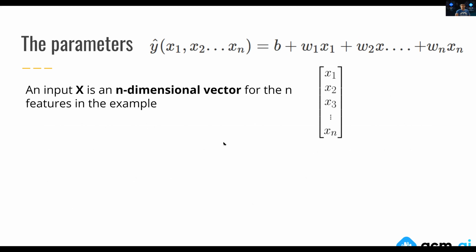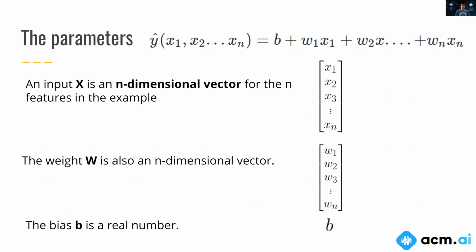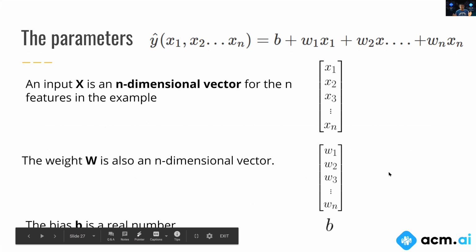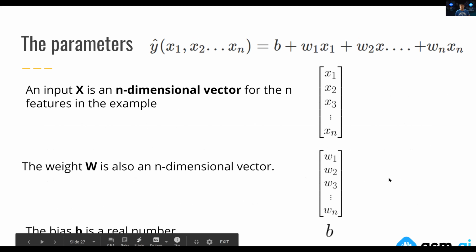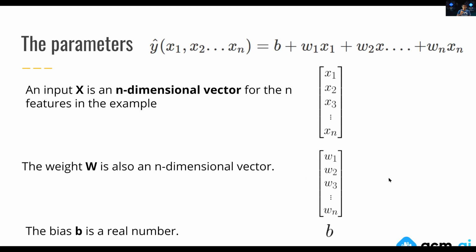All right, cool. So the parameters to the hypothesis function that we have. An input x is just the n-dimensional vector for the n features in the example. Remember, the input x contains all the features for one house. So n features, one house. In the grand scheme of things, if we have, let's say, 500 or 600 houses in our data set, then we would have 600 distinct vectors.